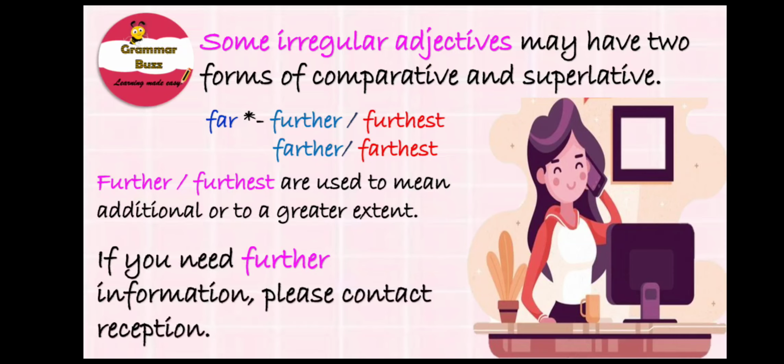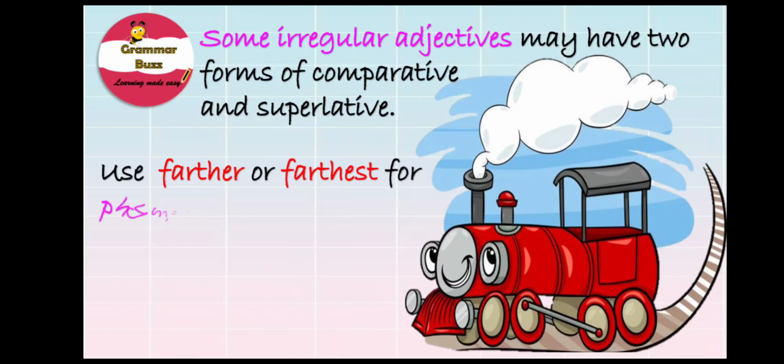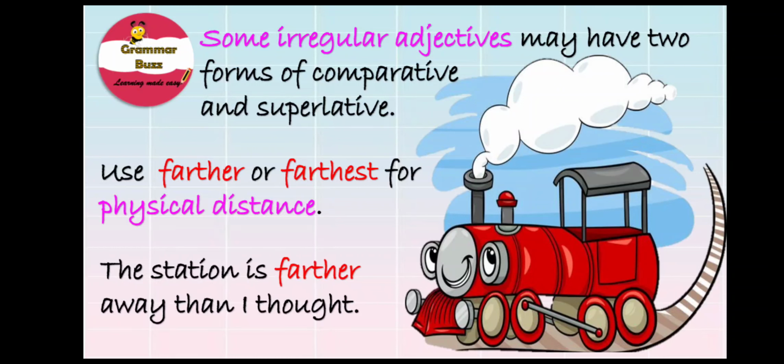For example, if you need further information, please contact the reception. Here the adjective further indicates additional information. We use farther or farthest for physical distance. For example, the station is farther away than I thought. In this example, the degree of adjective farther shows physical distance.